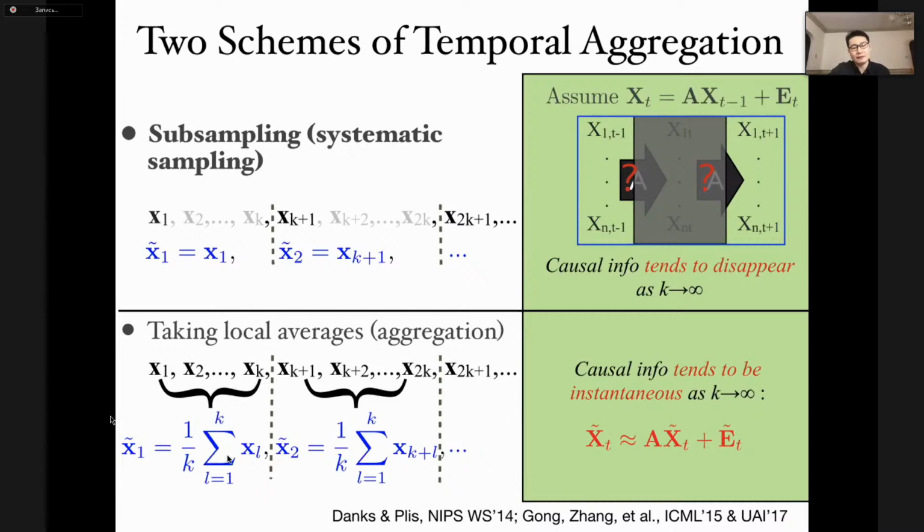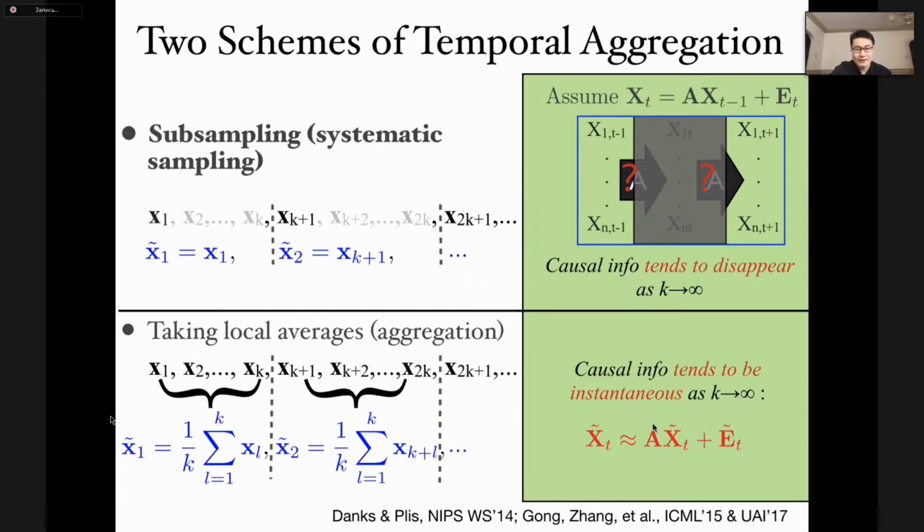And in practice, very often we have this issue, right? The daily stock return is actually the sum of the short-term log returns. And in this case, it's very nice to see the following thing. As you increase the aggregation factor k, the causal relations are still there, right?